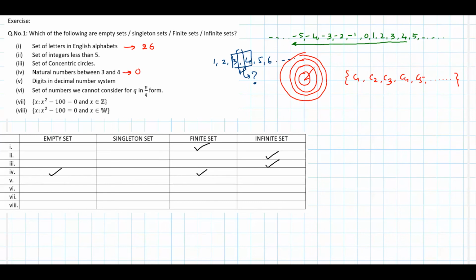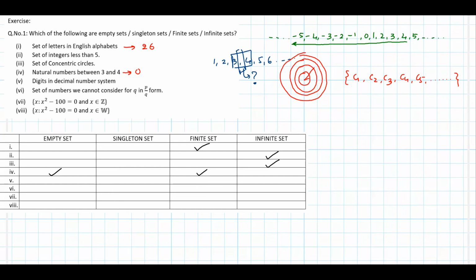Digits in the decimal number system. First, let's understand what the decimal number system is. The number system we use for our calculations, or for any mathematical work or counting, is the decimal number system. We are not using binary, hexa, octa or something else. Those are all computer languages, right? We use the decimal number system.